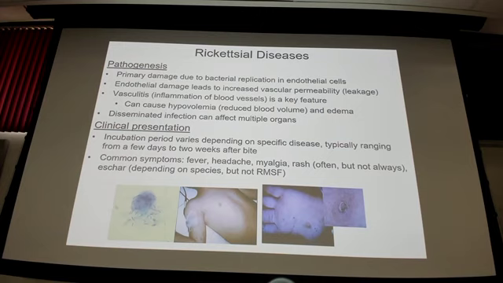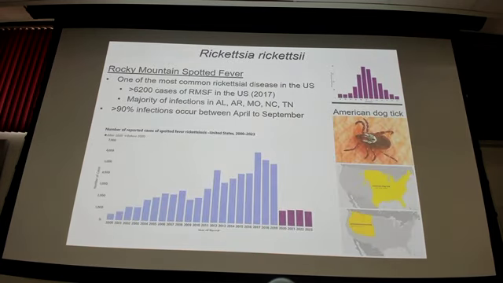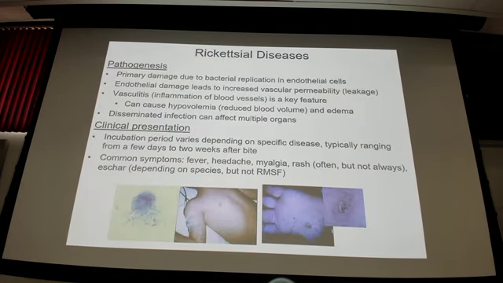This picture, it's not a great picture, it's a little undersaturated, but you can see this rash, it's all over the torso of somebody who has one of these diseases. And I have another picture of Rocky Mountain spotted fever that shows that rash presentation as well.